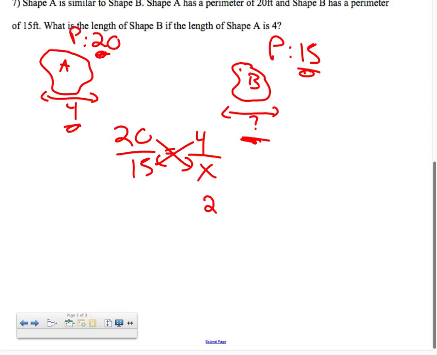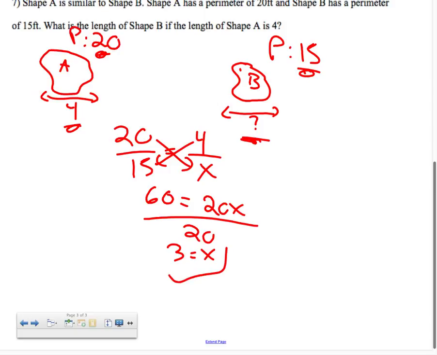20 times x is 20x. 4 times 15 is going to give me 60. Divide everything by 20, and you get 3 is equal to x, and that is the length of shape B, 3. So in this case here, we are using the fact that similar figures have this constant fraction that they can use to help figure out a missing piece of the puzzle, so to speak.